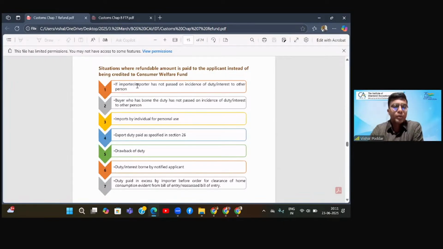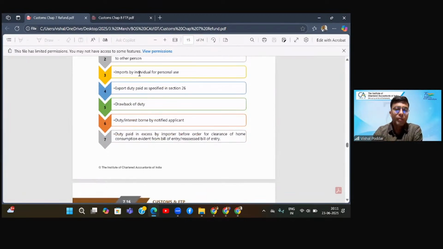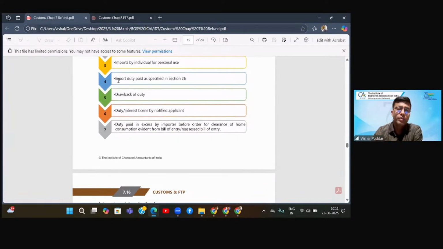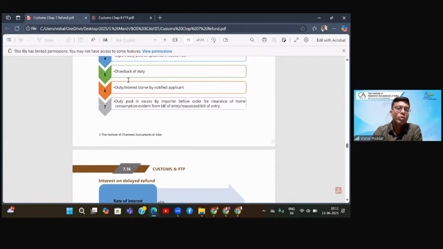First, if you may be importer exporter, have not passed on the duty incidence, or buyer who has purchased from you and you had passed on the duty incidence has not further passed on the duty incidence, or where the imports are for personal use. So when it is personal use, there is no question of passing on the duty incidence because you are using it yourself. In case of export, generally we do not recover the export duty. We do not pass on the burden. So export duty refund will be given to you. Drawback will be given to you.